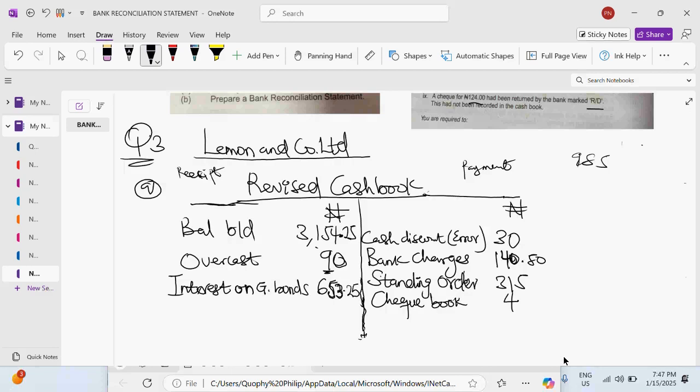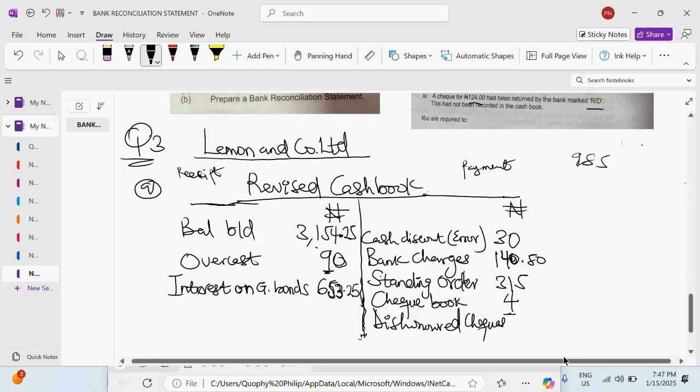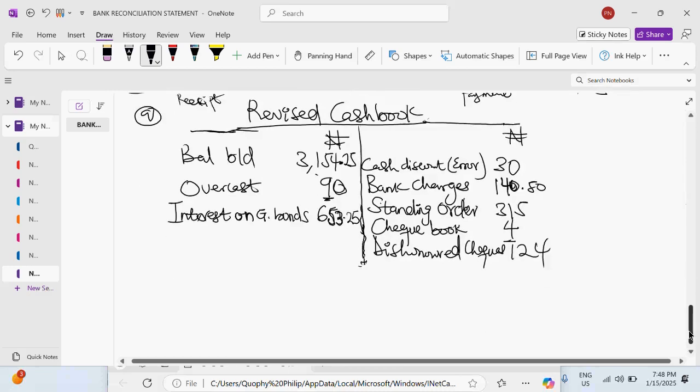So if you think you have made payments and then the creditor goes to the bank to cash out and they reject the amount, it means it is still an expense to you, right? So your expense will still be there. So the dishonored check, what is the amount for that? That is 124 naira, right?